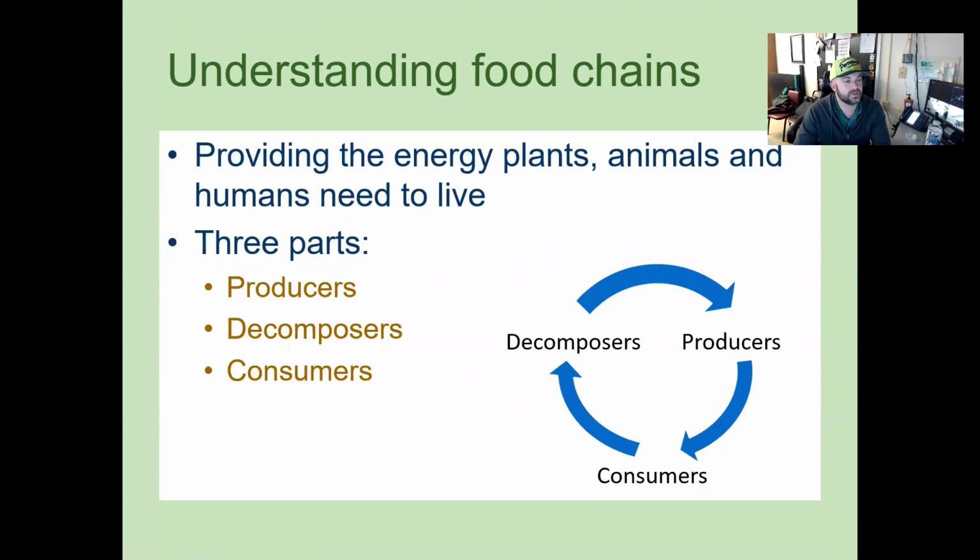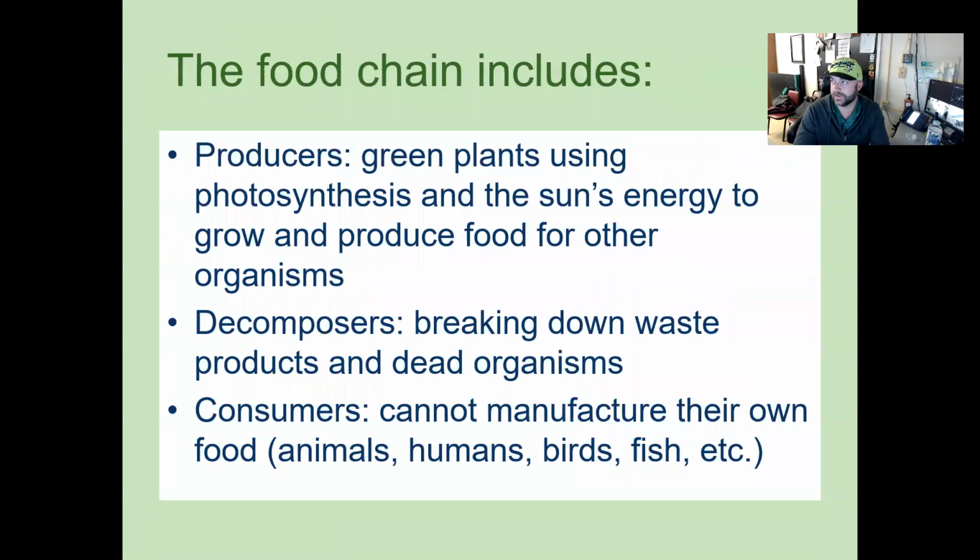So understanding food chains is understanding the energy that plants, animals, and humans need to live. There are three parts: producers, decomposers, and consumers. And basically they all work in that circular, circle of life motion: decomposers, producers, consumers, over and over and over again.